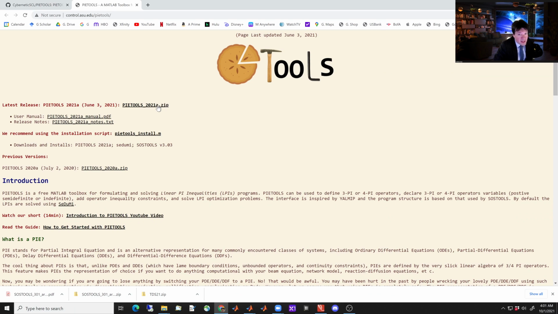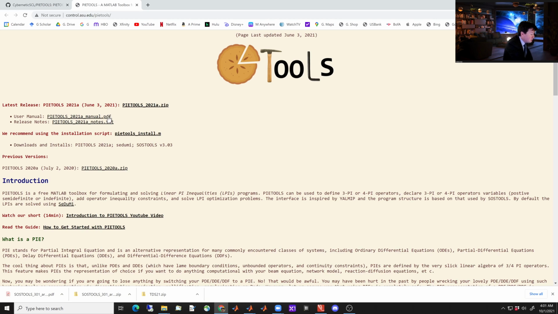Here we've got 2021A. 2021B is not on the website yet, but it will be soon. So you can download the zip, add it to your MATLAB path, and so forth. Alternatively, you can just download this script here, which does a bunch of things. First of all, it downloads PIETOOLS 2021 and installs it. It also downloads SeDuMi because you will need an SDP solver to run PIETOOLS 2021 because it is a meta parser. And it's got SOSTOOLS 3 in it. That's 2021A. 2021B has SOSTOOLS 4 in there, which you probably want to download instead. So I would recommend using 2021B.